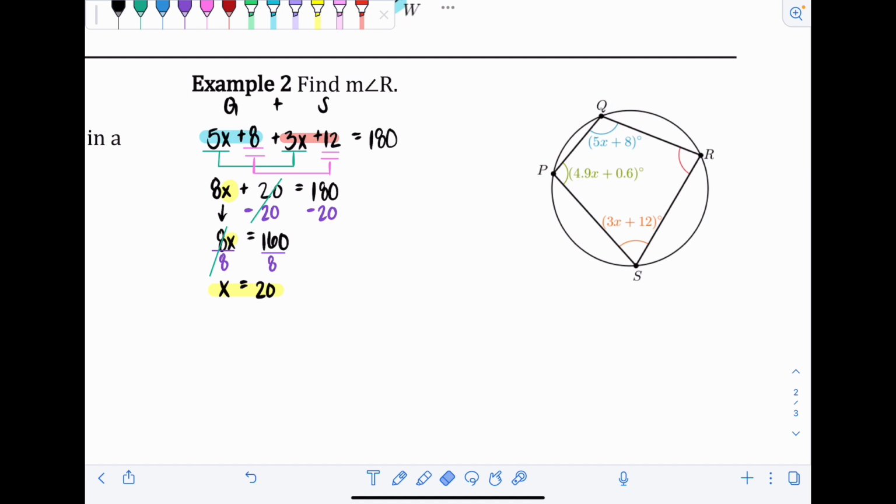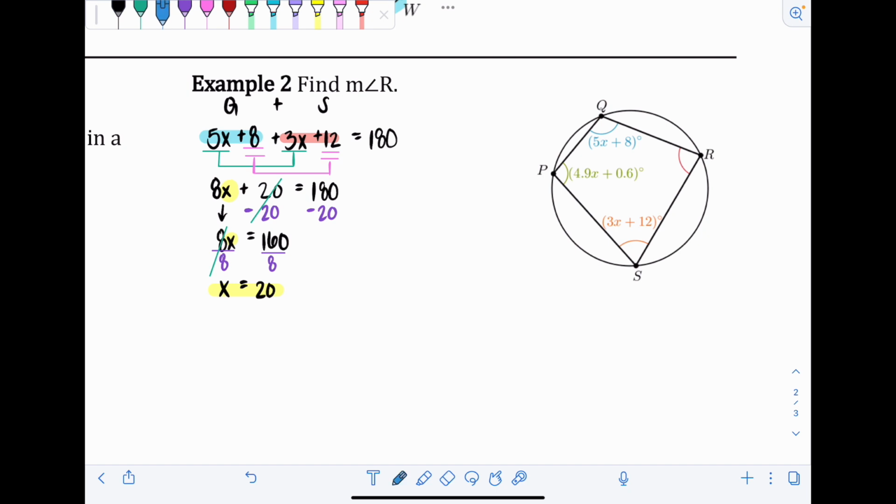So now that we have our value of x, there's a couple of different ways that we can approach the next portion of the problem to find the measure of angle R. One is by making a massive equation of all the angles and setting them equal to 360. I was working on it that way, and then I realized it made it more confusing than it needed to be, so I'm going to do it a different way. I'm just going to go through and figure out what each angle is first. So we know x equals 20.